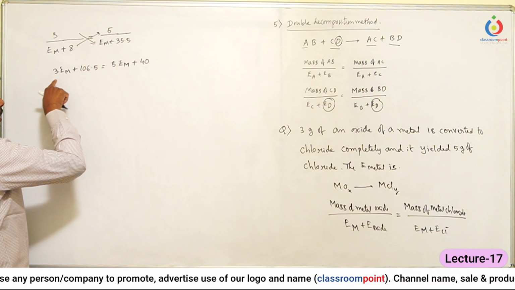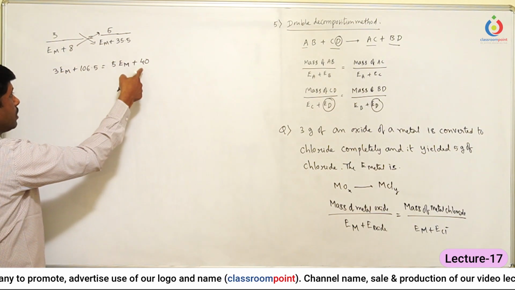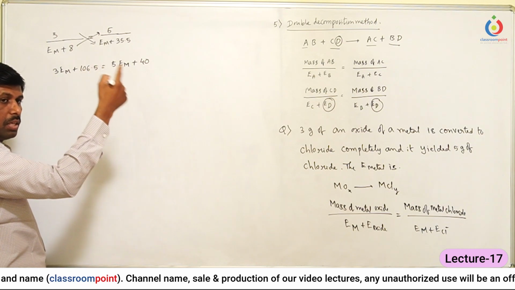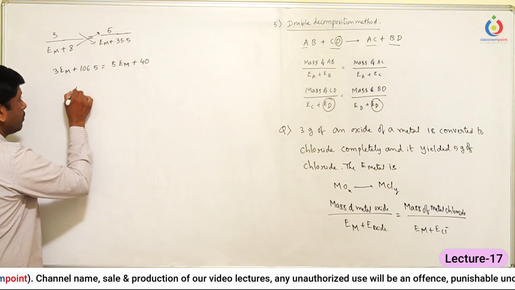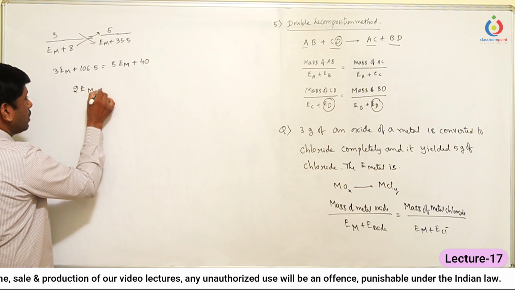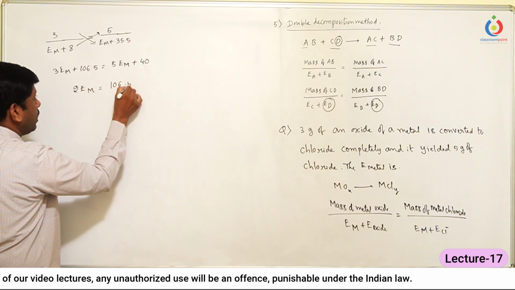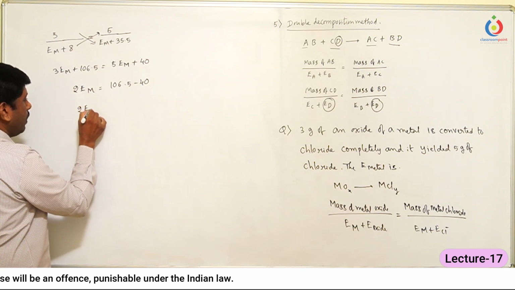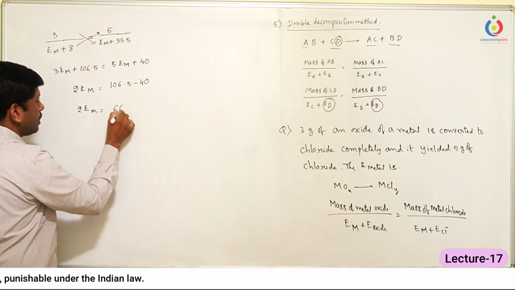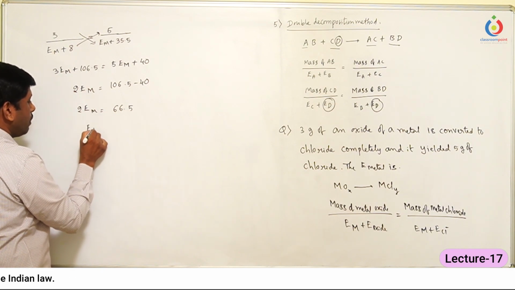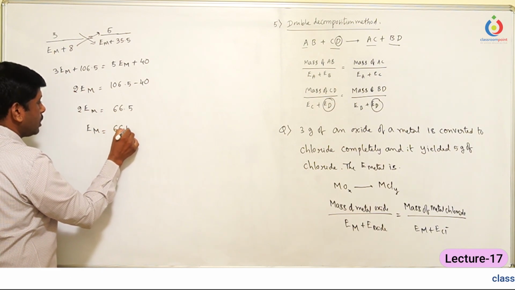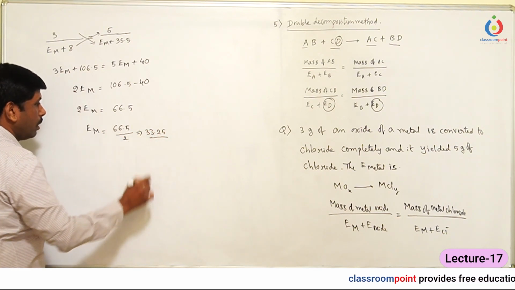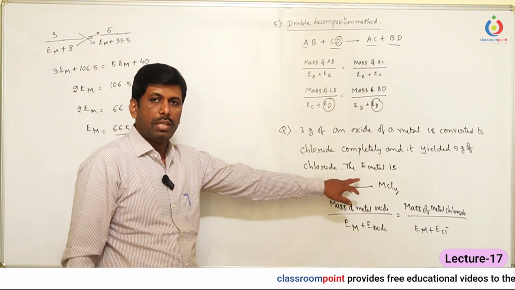You send the similar parts to the same side. So 3 equivalent mass you send to that side, 40 you bring to this side. So 5 equivalent mass minus 3 equivalent mass will be 2 equivalent mass. 2 equivalent mass is equal to 106.5 minus 40. So 2 equivalent mass is equal to 66.5. Equivalent mass is equal to 66.5 by 2, equals 33.25, which is the equivalent mass of the metal.